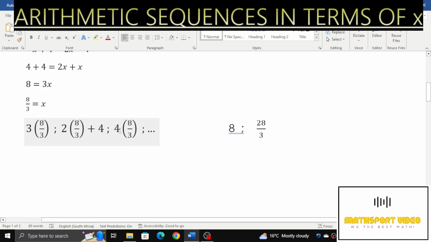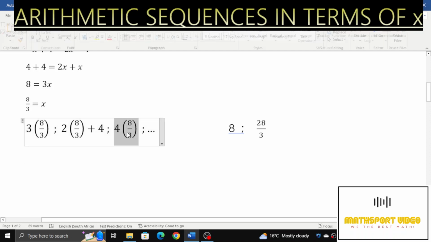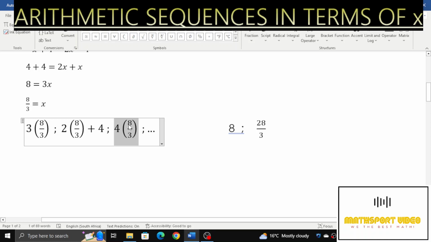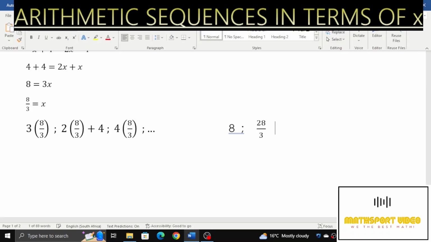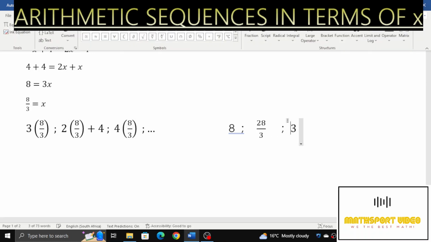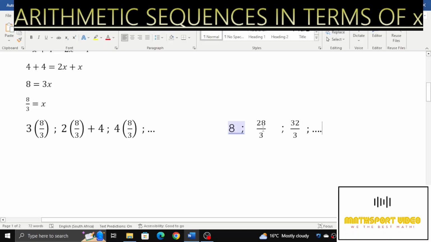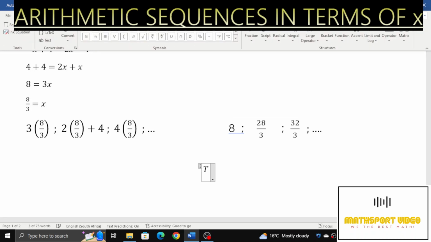And then your third term over here, you just say 4 times 8 over 3, it's 32 over 3. So your third term there is 32 over 3. So you see, this is then the actual sequence. If you had to substitute that x value in and work out the 3 terms, this is what the sequence would look like.